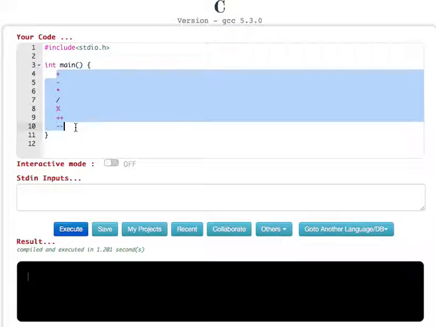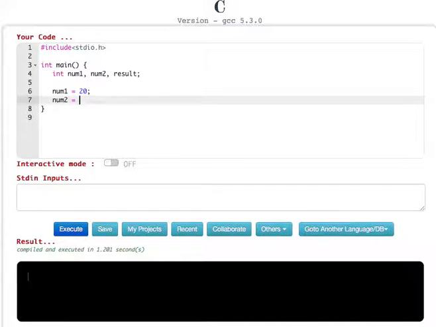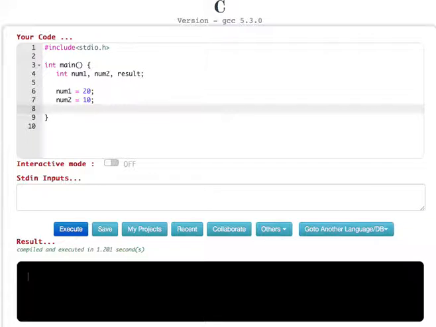Now first of all, let's begin with the addition, right? To do addition, let's set some integers: int num1, num2, result, and then semicolon. And in the next line we have num1. Let's put some numbers for num1 and num2. So let's say num1 is equal to 20, and let's say num2 is equal to 10, or whatever number you like. We are going to add them together, so we put result equal to num1 plus num2 and semicolon.